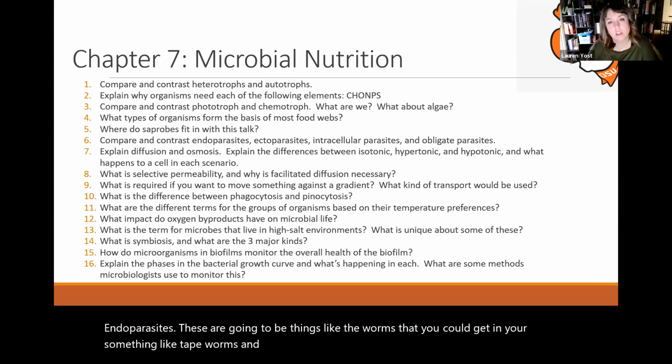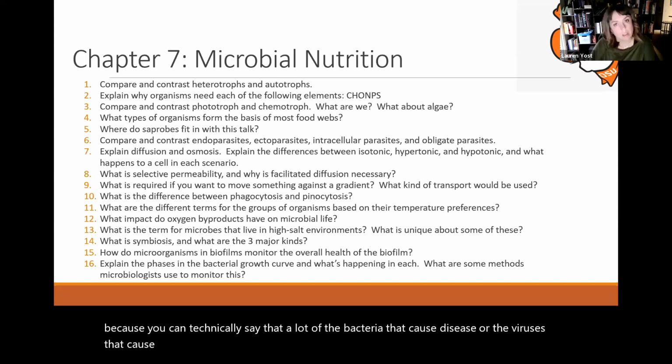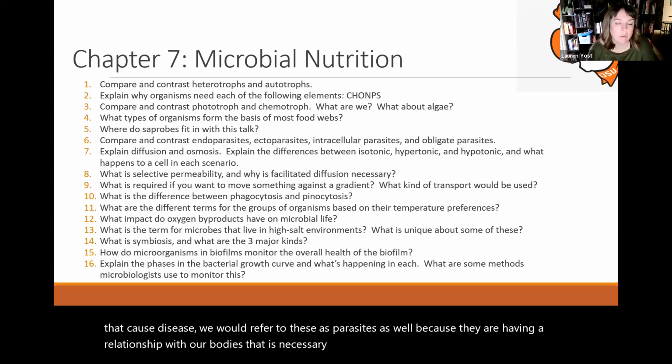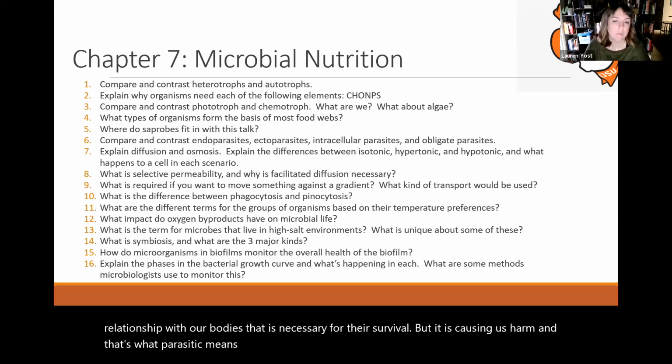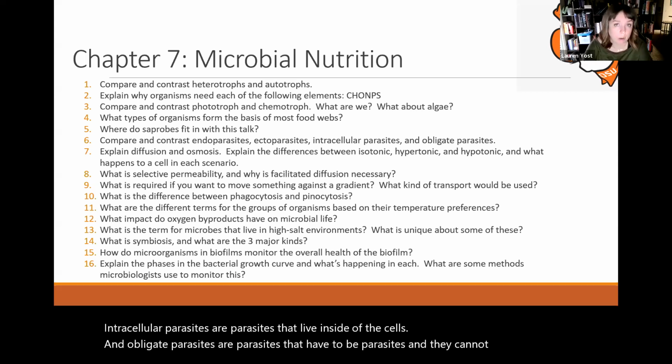These are the obvious ones, I feel like, because you can technically say that a lot of the bacteria that cause disease or the viruses that cause disease, we refer to these as parasites as well, because they are having a relationship with our bodies that is necessary for their survival, but it is causing us harm. And that's what parasitic means. So just think about it that way. Intracellular parasites are parasites that live inside of the cells. And obligate parasites are parasites that have to be parasites and they cannot live any other way.